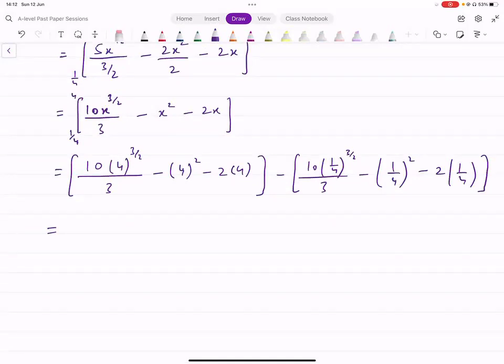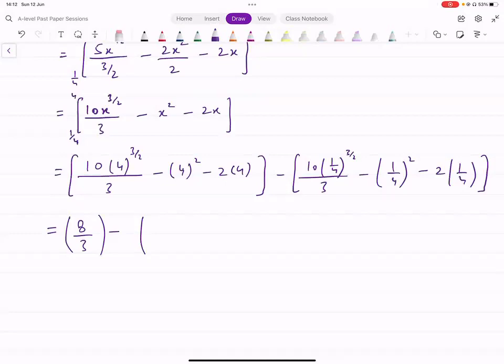For the first bracket, we've got 10 into 4 raised to power 3/2. That's going to be 8. So 10 into 8 divided by 3, minus 16 minus 8. So we have 8/3 from the first bracket. Subtract from that the result from the second bracket. Let's see what we have from there.